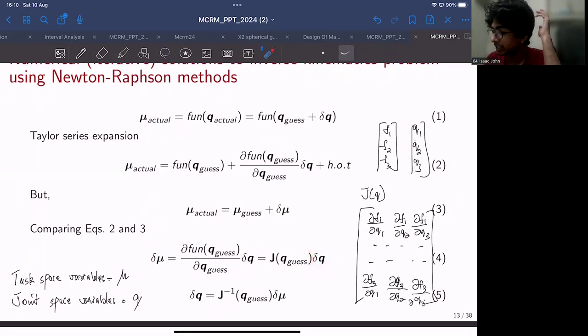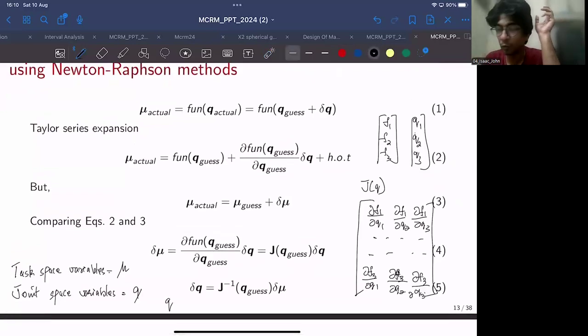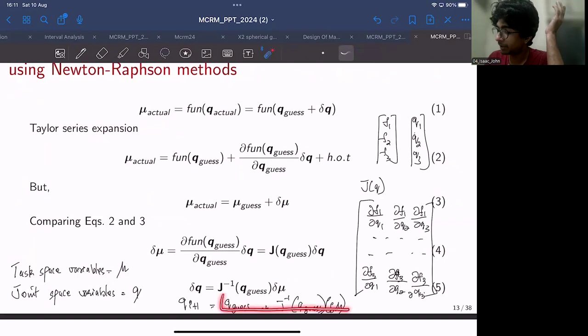So delta mu is the Jacobian matrix multiplied by delta q, and therefore delta q would be J inverse of q guess multiplied by delta mu. If you convert this into an iterative algorithm, you can call delta q the difference between qi plus 1 and qi, the current step and the next step. The algorithmic representation would be qi plus 1 equals qi, or q guess, plus J inverse of q guess multiplied by delta mu. All these things are available, and this is what we need to find. Iteratively, we keep on updating qi plus 1.